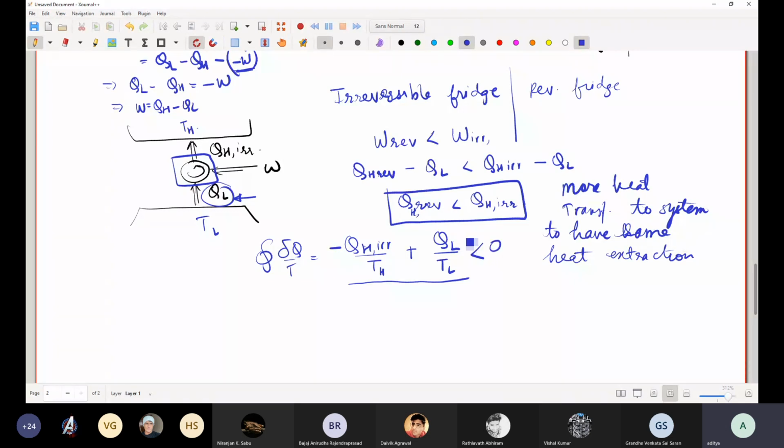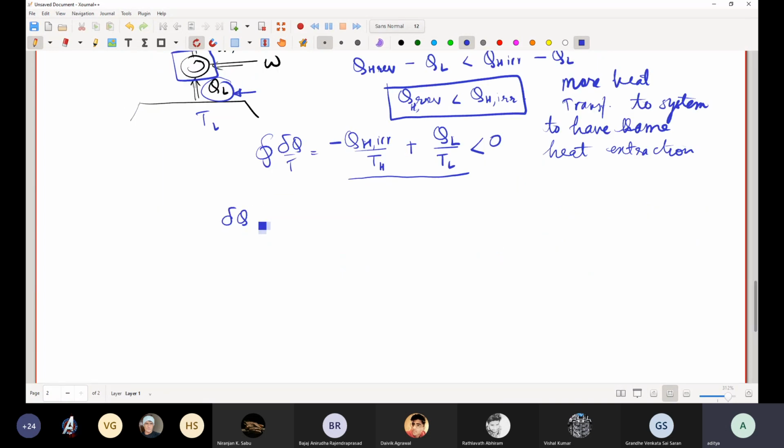So in the same train of thought as before, we can then easily conclude that closed integral del Q is still less than 0, right? And closed integral of del Q over T is less than or equal to 0. Equality holds true for reversible process. And what about this statement? No, I think equality will not be there. We cannot do the equality over here because it will violate the Clausius statement.